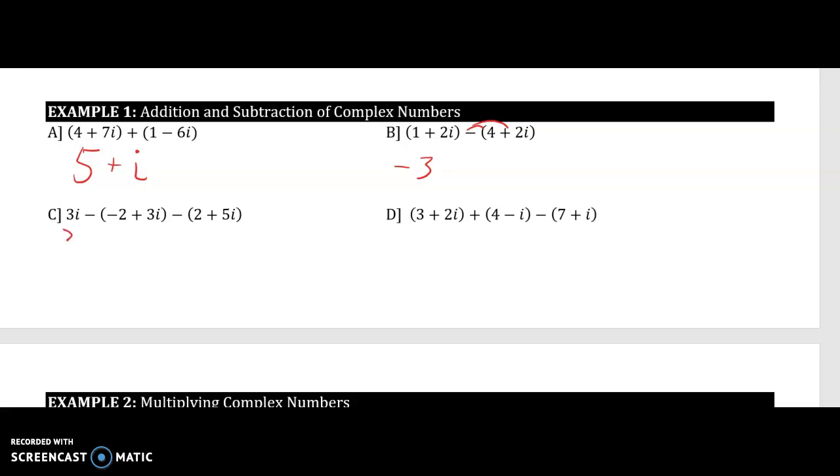Same thing over here. We need to distribute some negatives. So I got 3i plus 2 minus 3i minus 2 minus 5i. So put some stuff together. The 3i's cancel, the 2's cancel, and you just get negative 5i. Over here, the only one you have to distribute is this. This is going to be negative 7 minus i, so just be careful. So I got 3 plus 4 is 7. Minus 7 is 0. And I got 2i minus i minus i is 0.